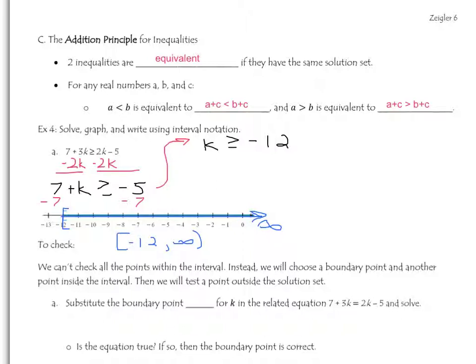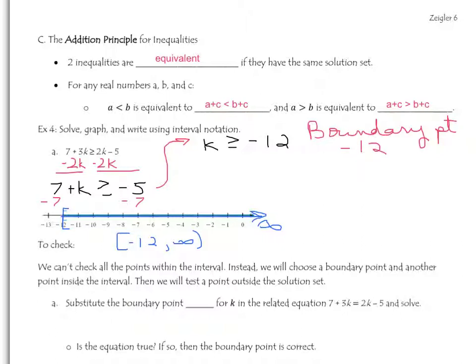Okay, to test whether your solution is right or not, you can't test all of the points because you have an infinite number of points. But you can choose a point inside of your solution area and the inequality should be true when you plug it in. Choose a point outside, it should be false, and then choose a boundary point to see if that works for the boundary equation. So for example, I'm going to do these in red. Let's choose a boundary point.